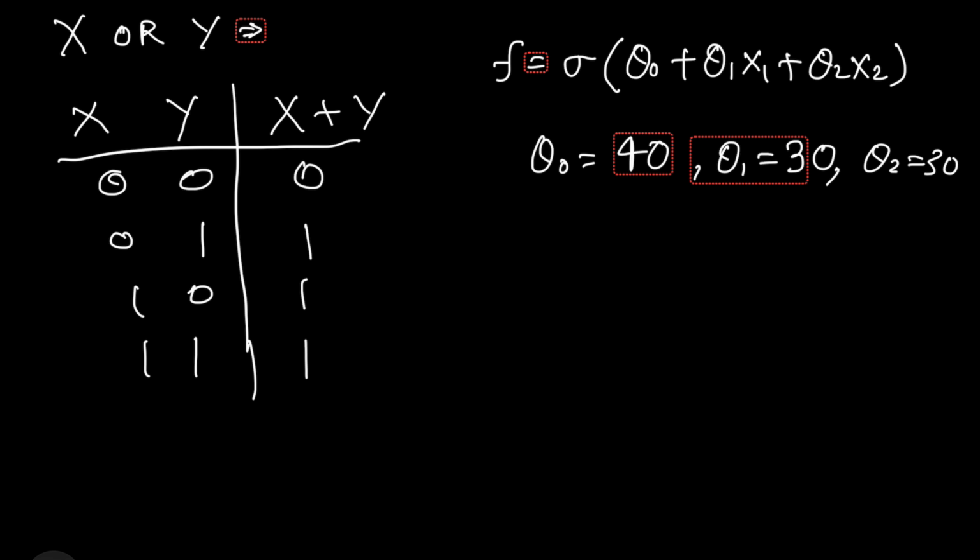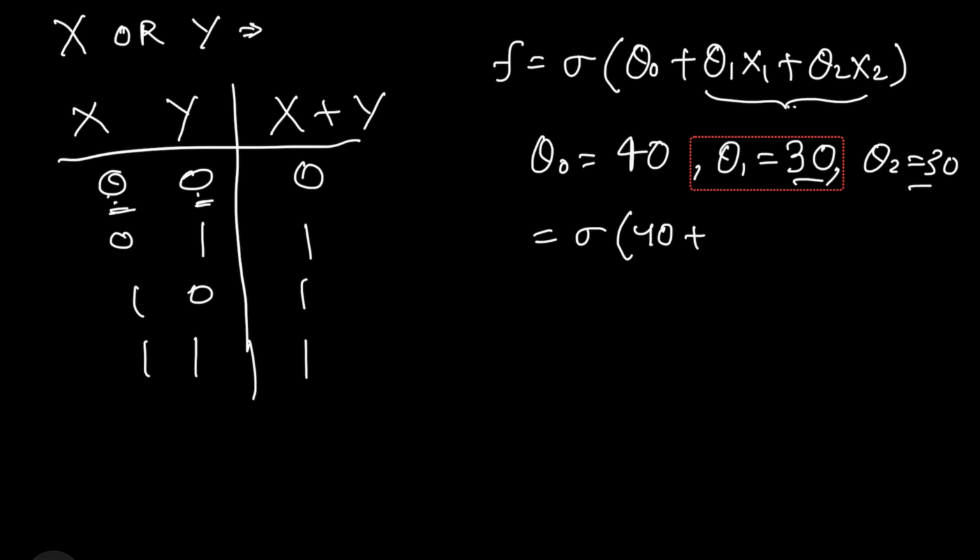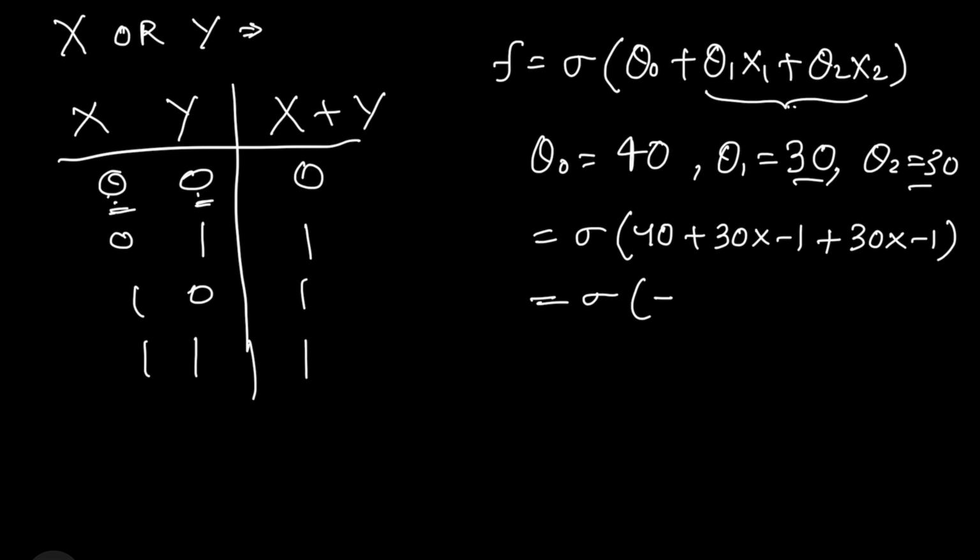Why? Because I knew that only for this case the value should be negative. For this to become negative, since they both are minus 1, these two sums should actually become more negative than theta naught, and only then would the entire sum become negative, right? So that's why I took 30 and 30, because 30 plus 30 would become 60 and it would be greater than 40. So based on this, for the first case it would be 40 plus 30 into negative 1 plus 30 into negative 1, so that would be sigma of negative 20, which would be 0.